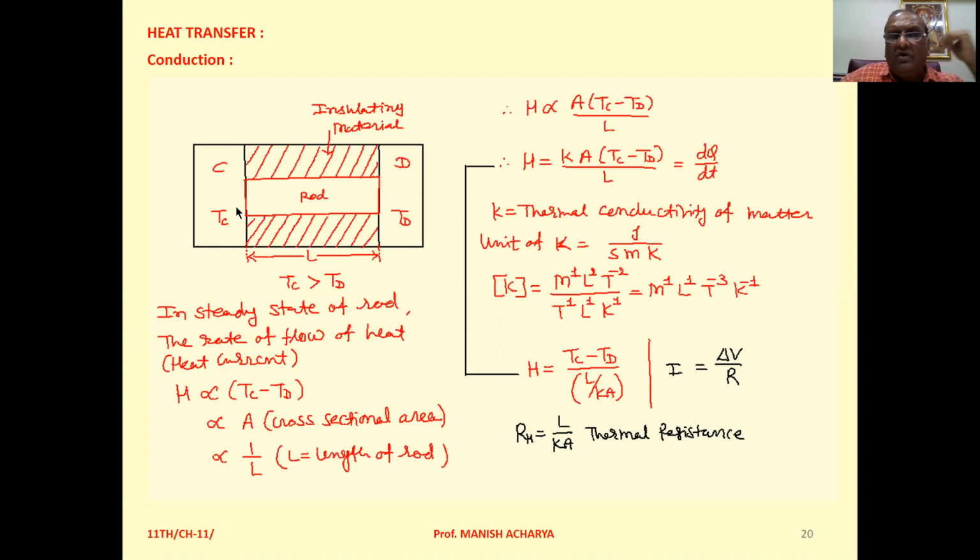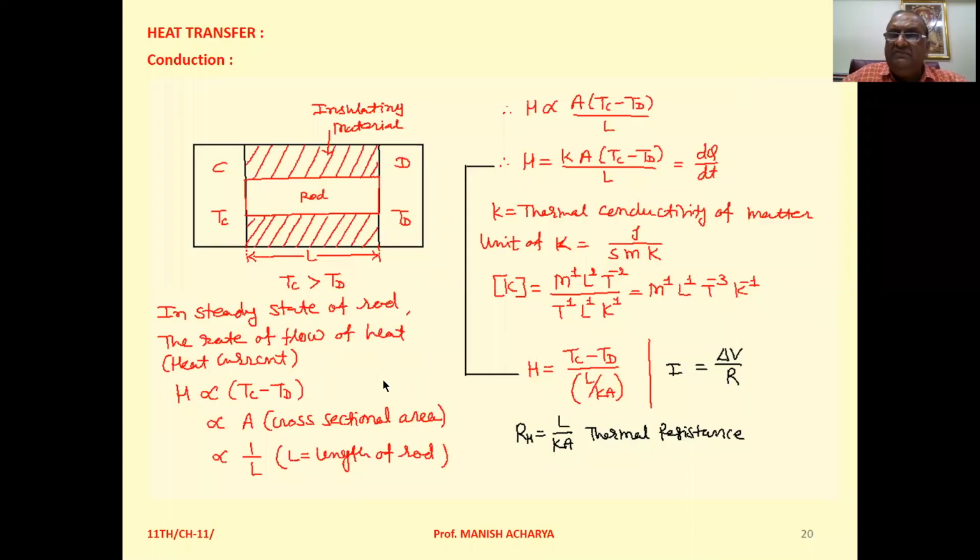So the amount of heat entering one end of the rod per unit time and the amount of heat leaving the rod at the other end per unit time, when these become the same, then we can say the rod is in thermal steady state or steady state. Clear to all of you?